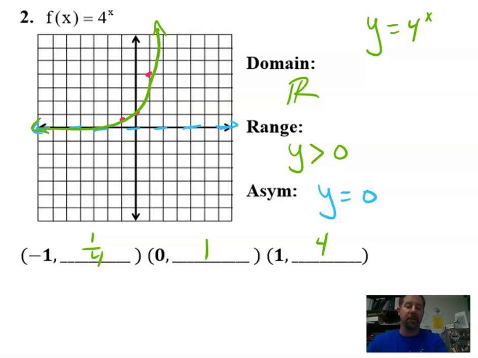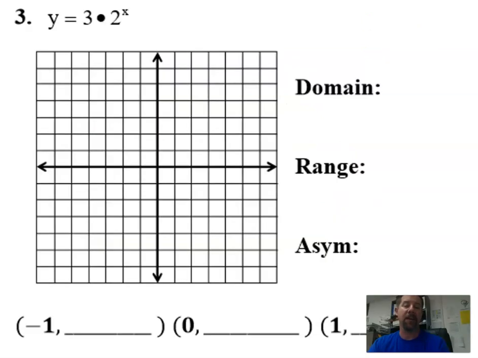All right, let's get more interesting with this. Okay, now we've got an a value, but my first step is the same. I want to identify the parent function. And that is just the b to the x.